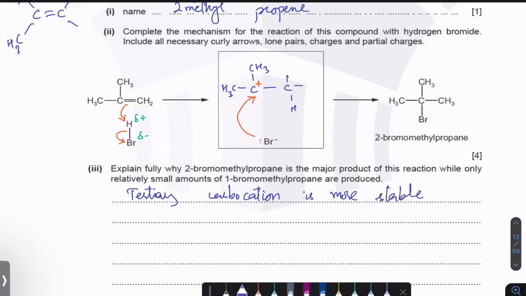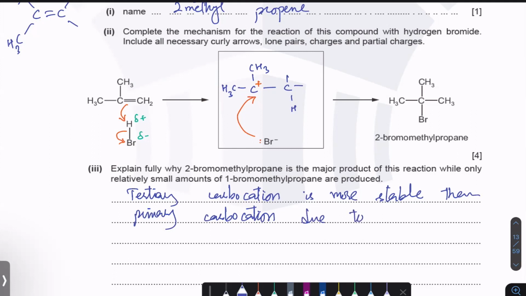And whenever you're comparing, you must talk about the other thing as well. Then what is this carbocation? Primary, secondary, tertiary? Primary. Very good. Then the primary carbocation is less stable. Now give a reason. Why is it so?